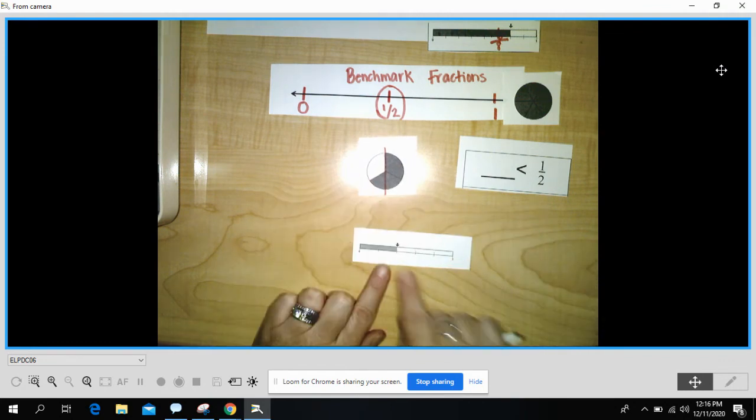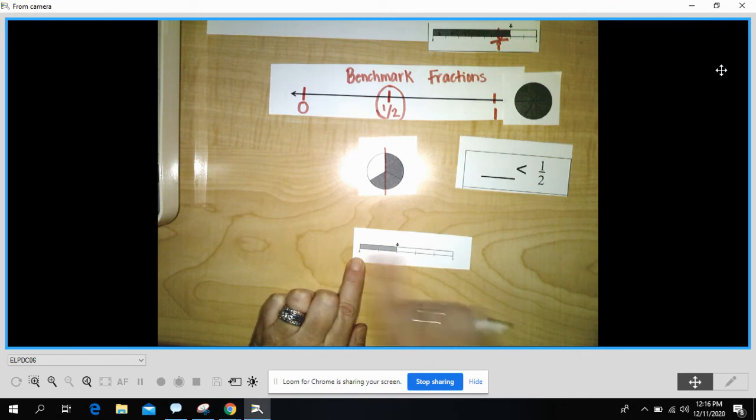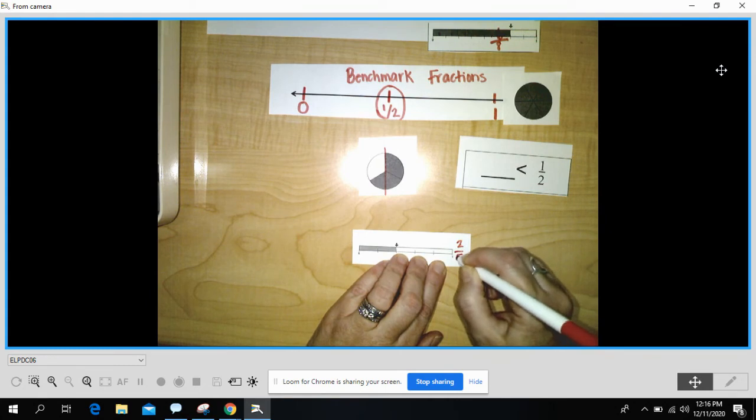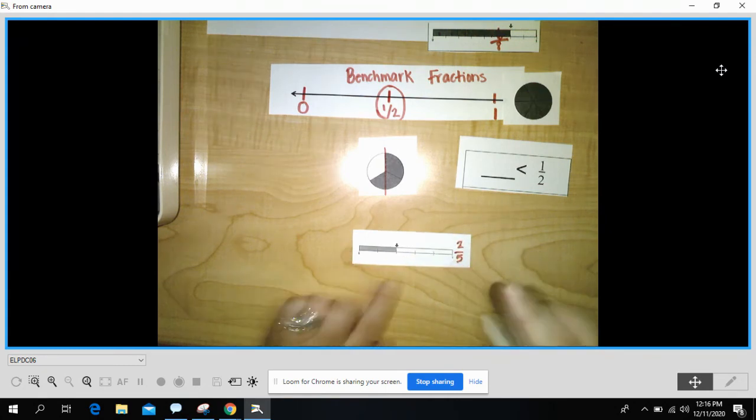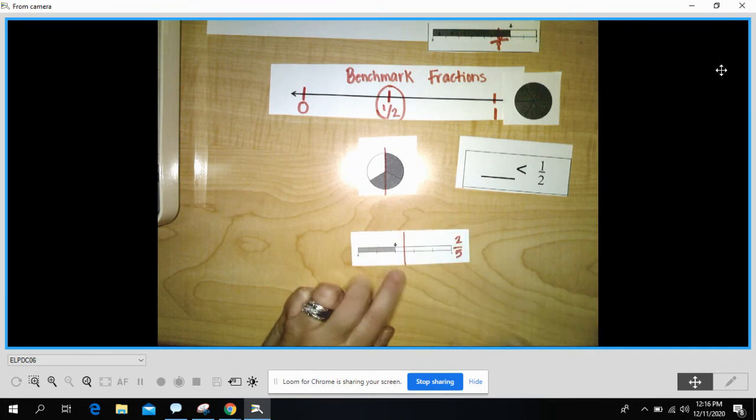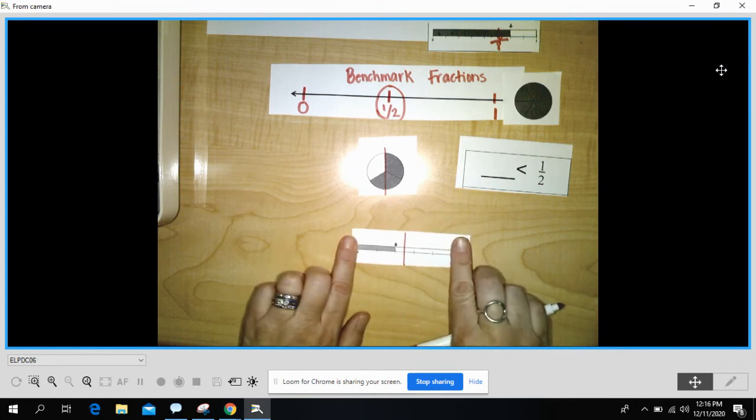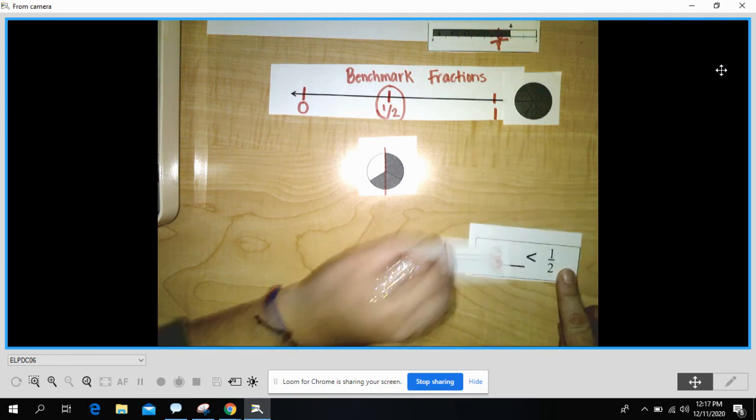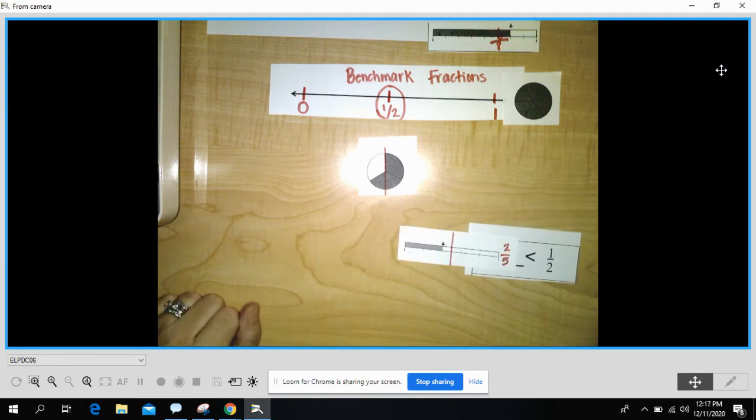Let's look at this one. It is 2/5. That's the fraction, 2/5. If I was going to split this number line model, this linear model, in half, I think 1/2 would be about right there. This amount is less than 1/2, so 2/5 is the one that fits this one. 2/5 is less than 1/2.